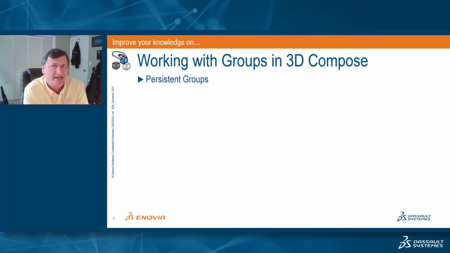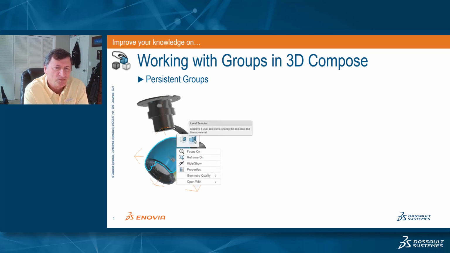And there's really two types of groups. The first one is what we call a persistent group. This group is active for the entire time you're in the Compose application, whether you're using a specific command against that group or not, or in the move command we're focused on today, doesn't really matter. You can establish it inside or outside of that command. And we do that through the level selector.